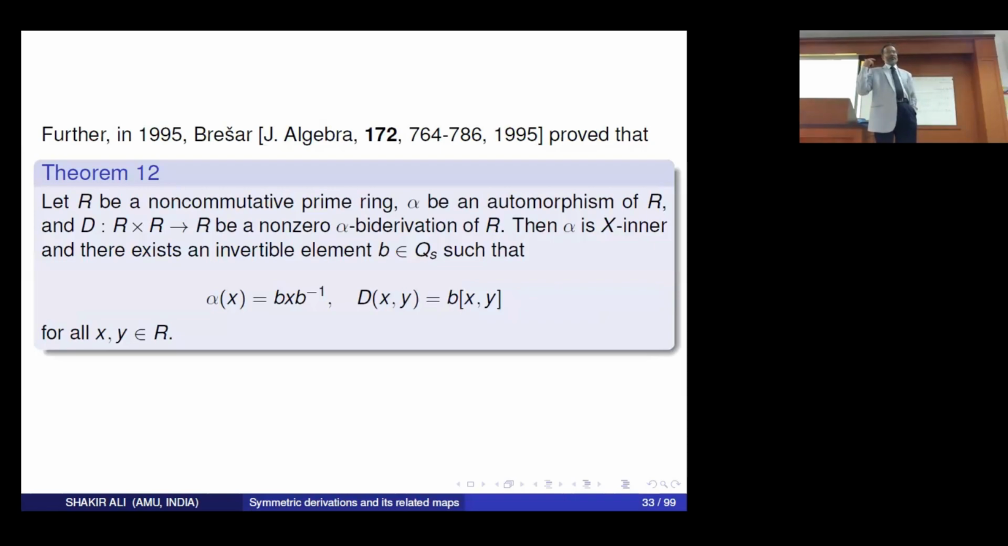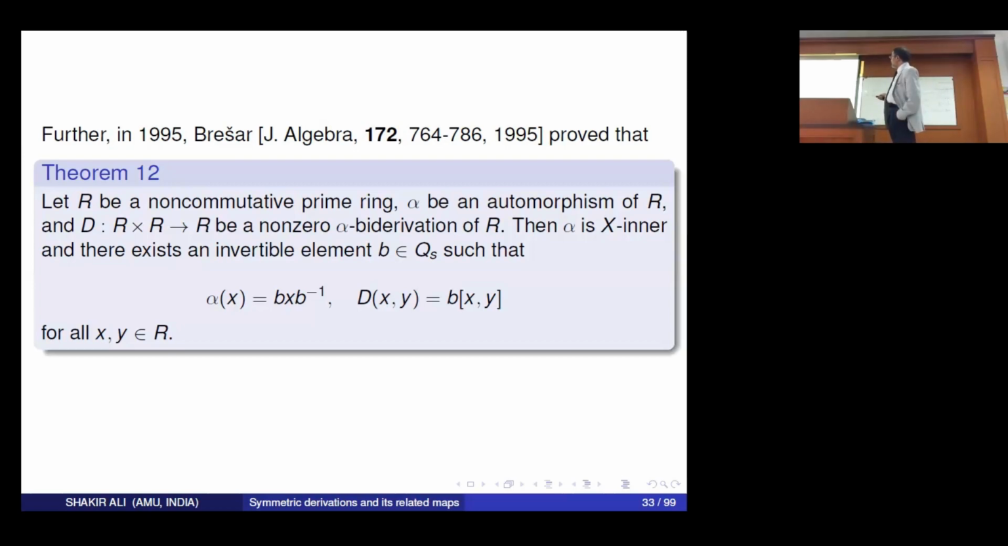Again, Brešar, in another paper, described the structure of alpha-biderivations. Okay, so I just mention: let R be a prime ring and alpha an automorphism of R. Now here alpha is an automorphism. That's clear, because here we use the property of alpha. However, in the definition, we need not take alpha an automorphism, you can just take any map. But here it is important because we are using its properties.